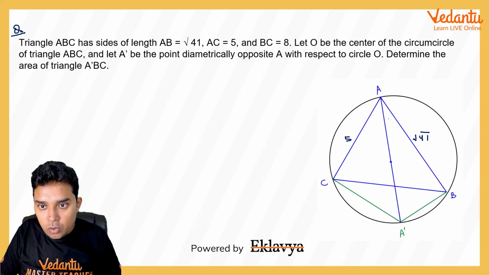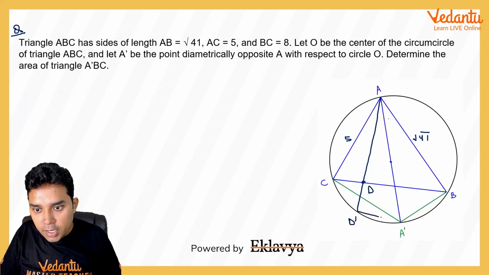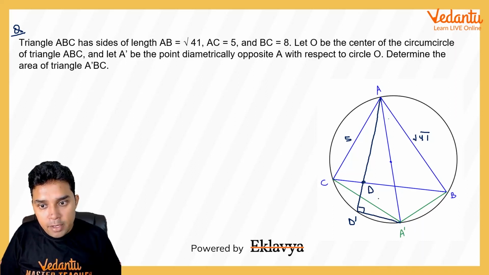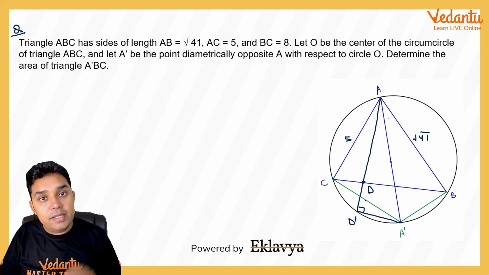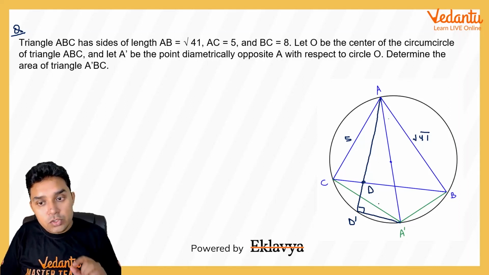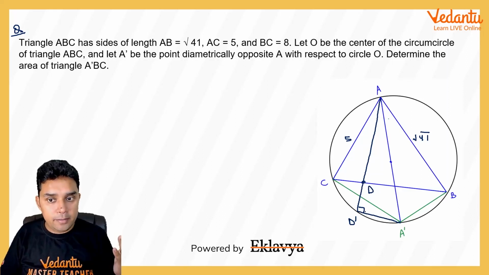If I drop a perpendicular from A and extend to, let us say, point, let me call this point as D and this point as, let us say, D dash. So this is going to be 90 degree because A dash is diameter. So at D it will be 90 degree. In fact, DD dash will be the height of this triangle A dash BC. Okay, so if we can find DD dash, then I think we are done.